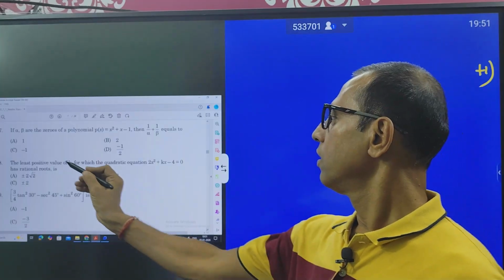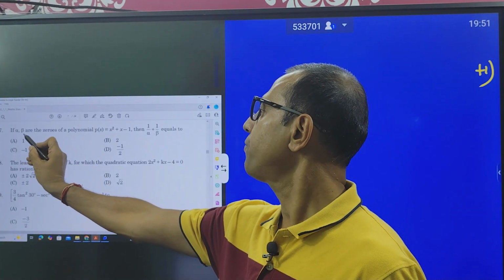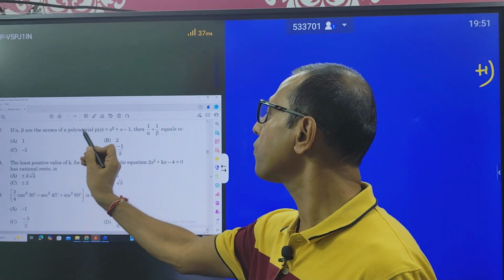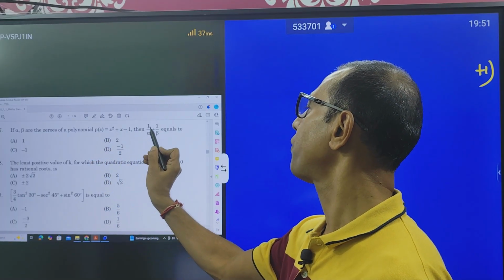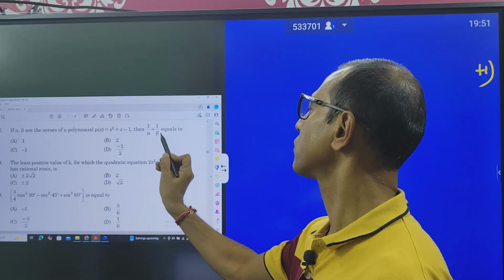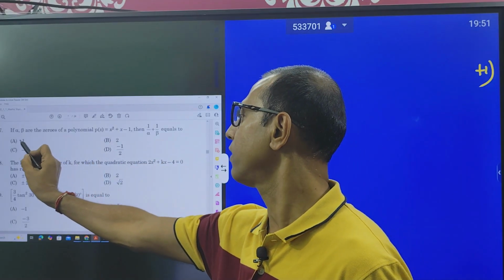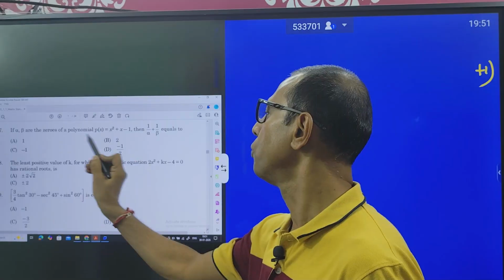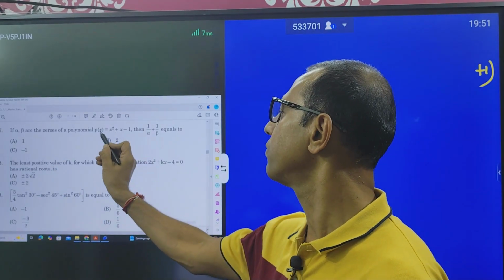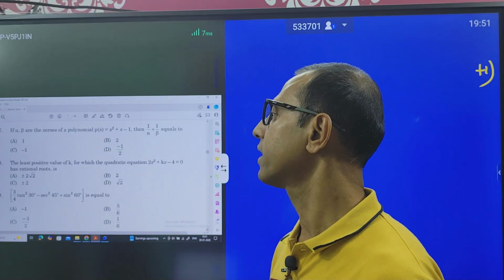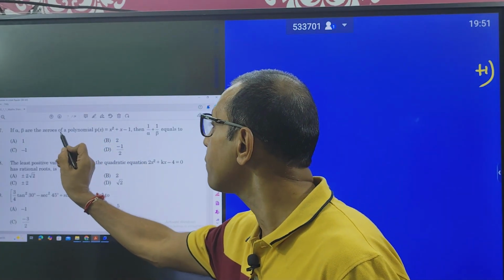Hub. Now look into question number 7. If alpha, beta are the zeros of polynomial p(x) equals x square plus x minus 1, then find out the value of 1 by alpha plus 1 by beta. Options are given: 1, 2, minus 1, minus half. So what is the question? The polynomial is given, p(x) equals x square plus x minus 1. Zeros of the polynomial: alpha, beta.